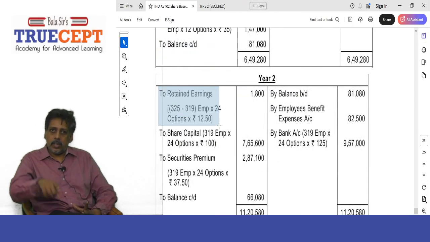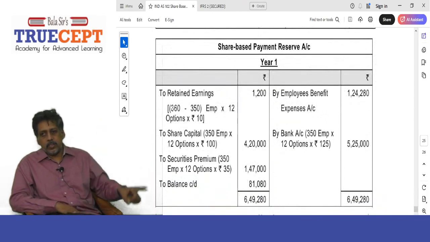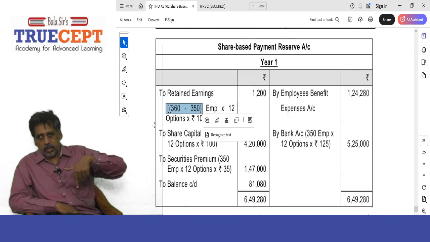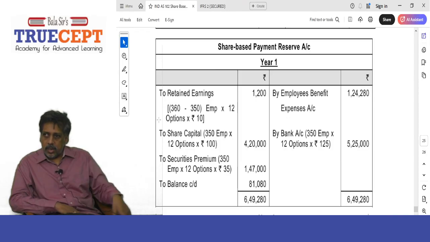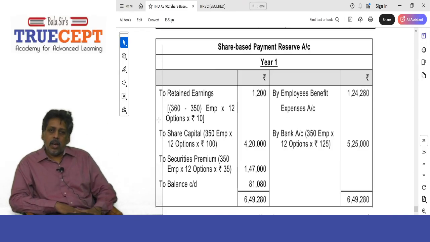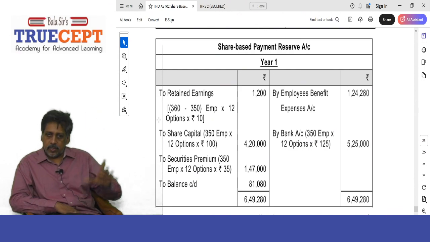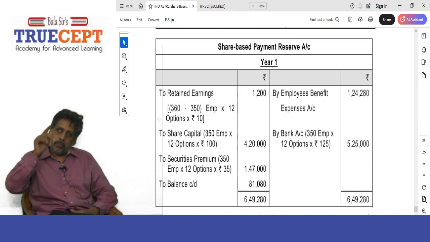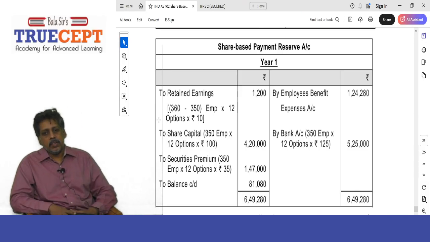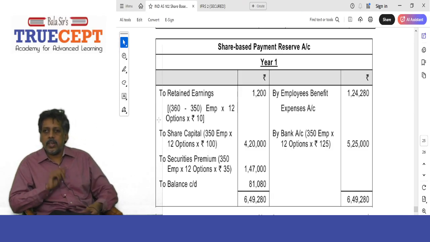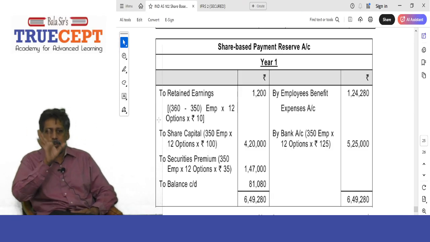Example, in year 1, remember, 360 employees satisfy the vesting condition. Even though 10 did not exercise, that doesn't matter. You find the expense based on 360 employees, options vested, 360 into 12. And then you transfer to retained earnings the 10 employees into 12 options not exercised into rupees 10. Have that in mind. Okay?